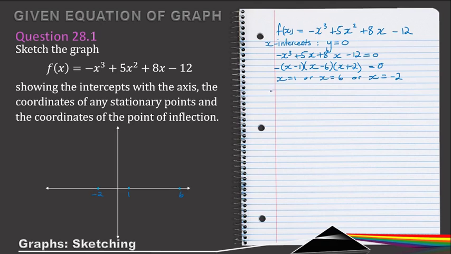Now to find the y-intercept, we need to put x equal to 0, and we can immediately see that my y-intercept would be at y equal to negative 12, so I can plot that on the graph. I'm just putting this at negative 12 over here. All right, and then we can find the turning points. So turning points is next.